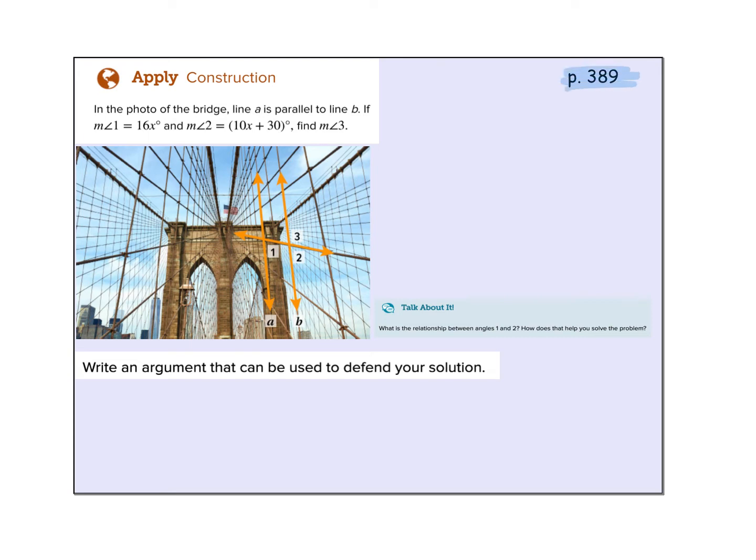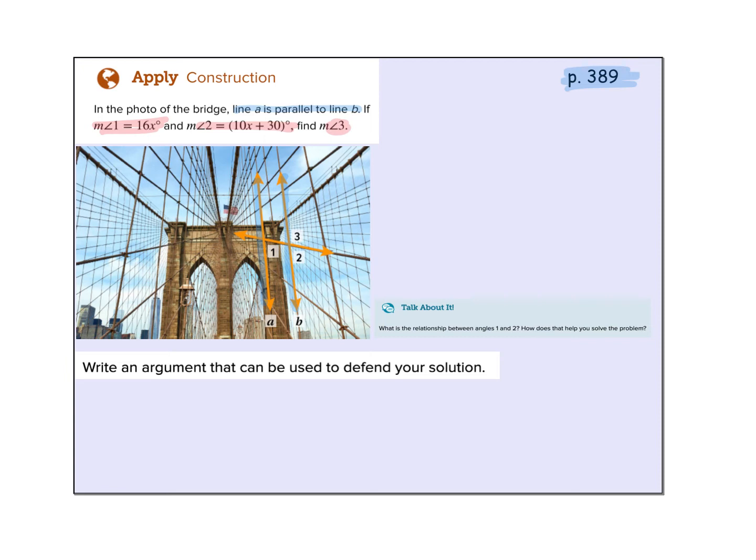It says, in this photo of the bridge, line A is parallel to line B. Okay, so if you see the two lines, they're kind of right here, line A and line B in orange. It tells us that the measure of angle 1 is 16x and angle 2 is 10x plus 30. I want to find angle 3.